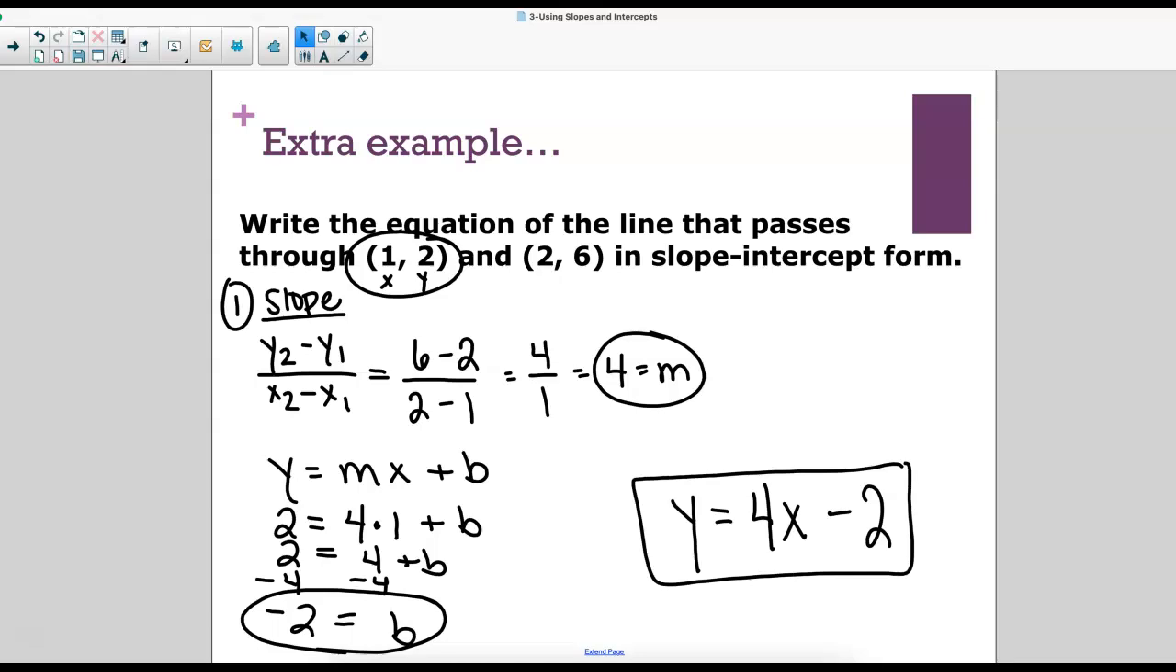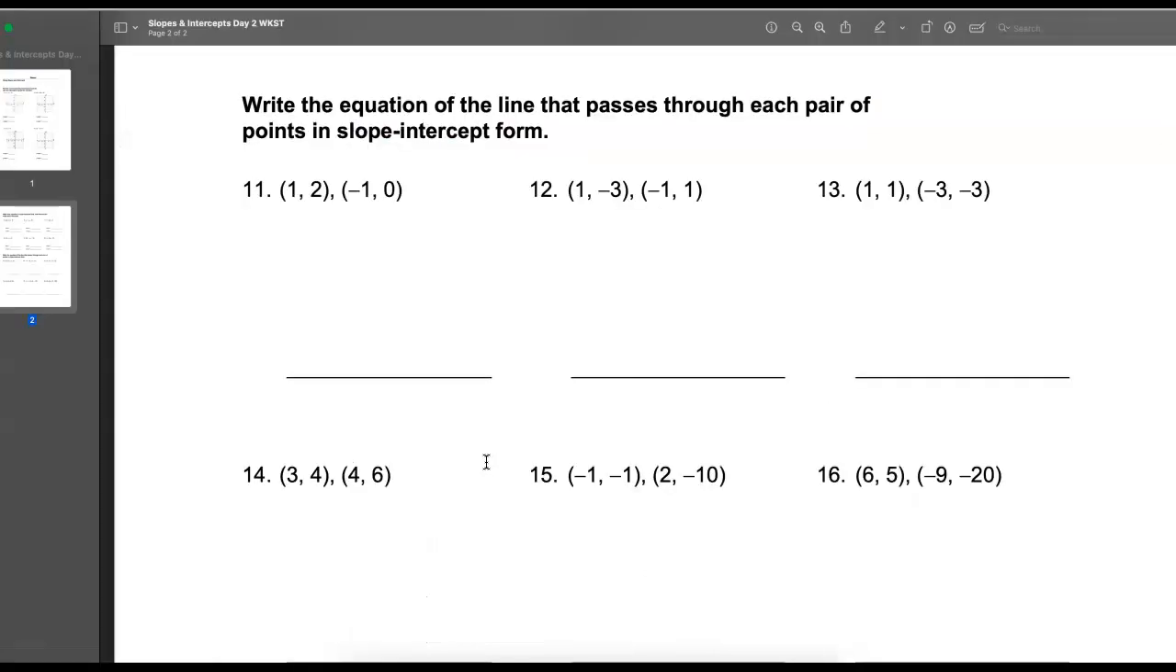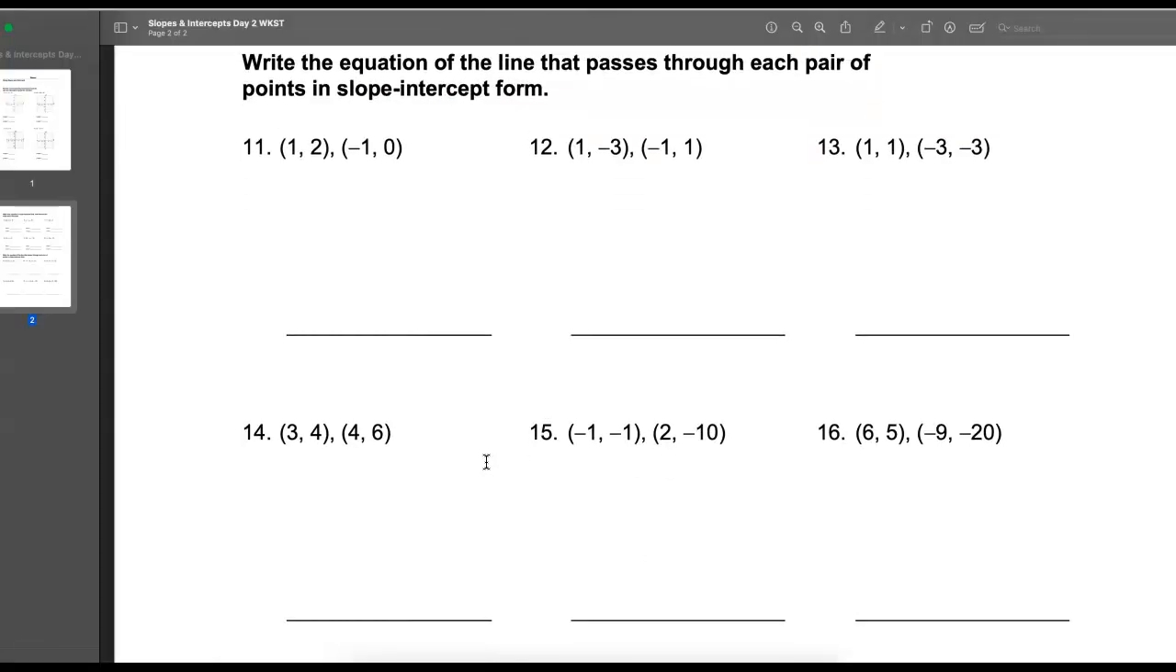Okay. How many of you feel like, I think we could do a couple more together? Yeah. Okay, so let's go to the purple worksheet. The whole point today is we're doing about half of the worksheet together. You're doing the other half on your own. Okay? So go back to the purple worksheet. And now we're going to number 11.